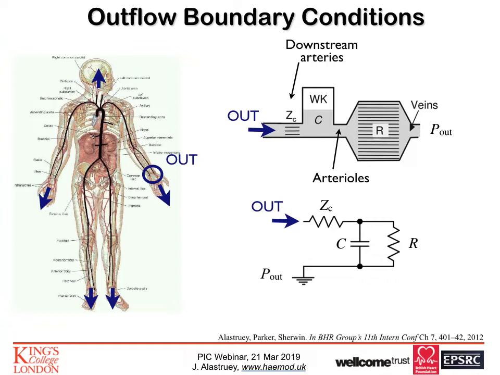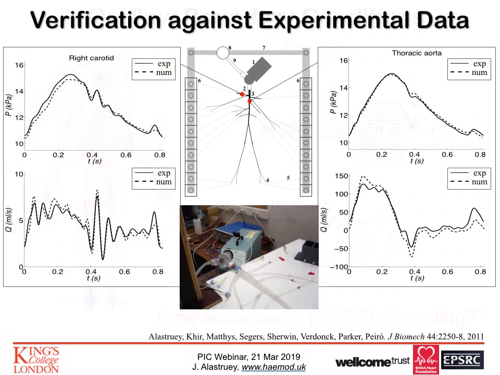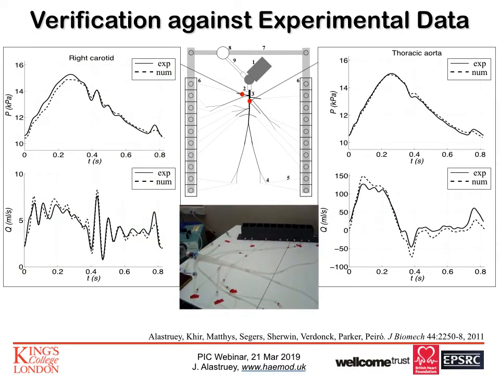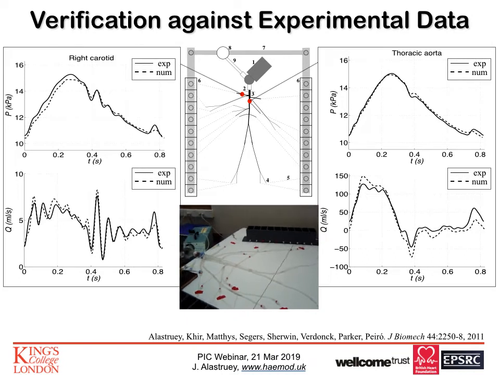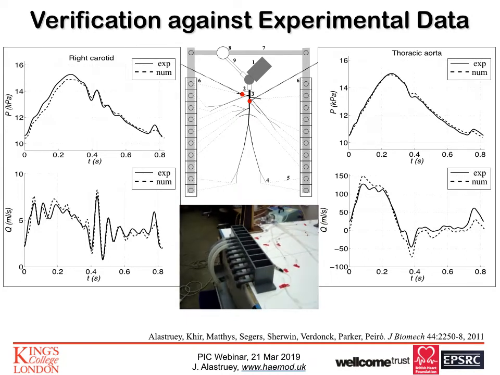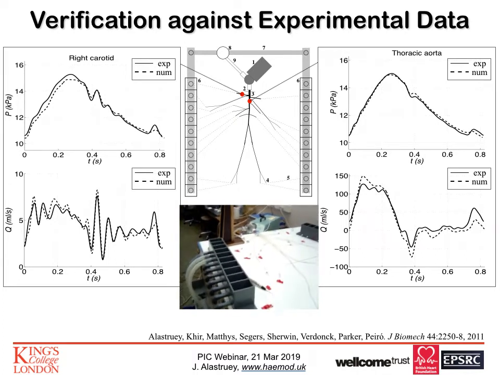As with any model, the next step is to assess the model accuracy. So how accurate is 1D, 0D modeling? To answer this question, first we compare simulated pressure and flow waveforms against measured data in a 1-to-1 scale model of the systemic circulation made of silicon tubes.